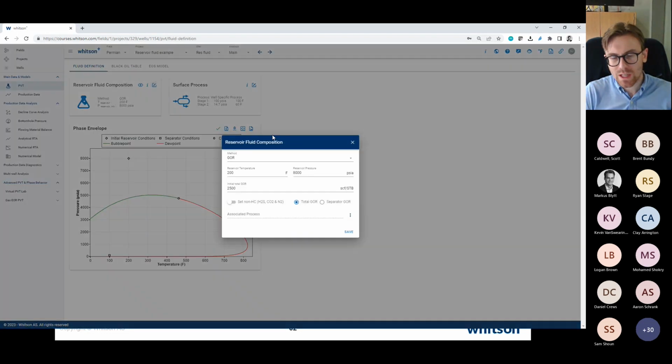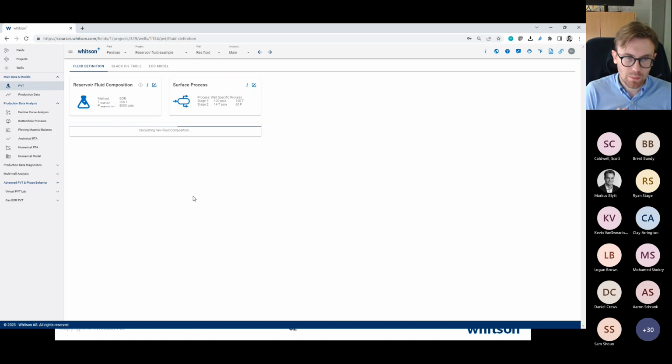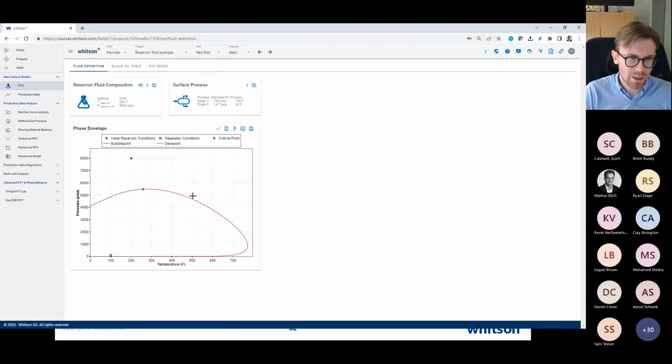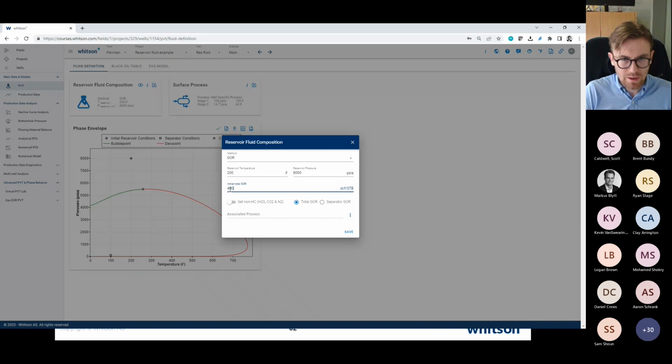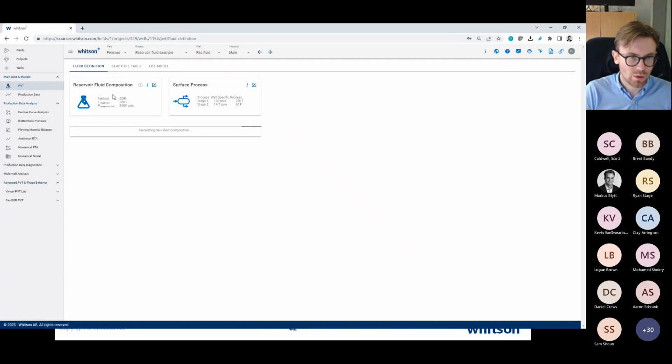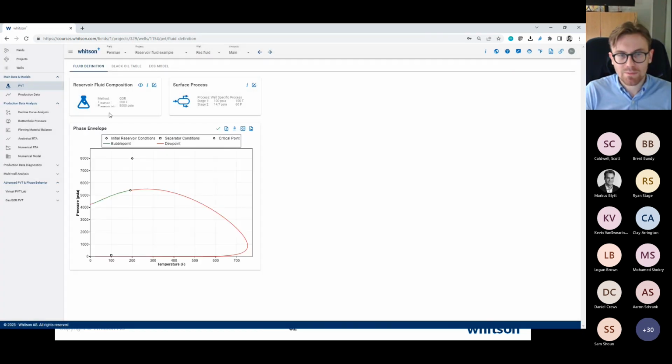If we take this one step further and make it very near critical, if I try like 4,000 scf per barrel, for instance, that's kind of my go-to rule of thumb. That's around 250 barrels per million. Then you see we're getting very, very close to the critical point. Just for fun, can we see if we maybe make it even closer? Maybe this will flip it to a dew point. But that's essentially what you would call a near critical fluid.